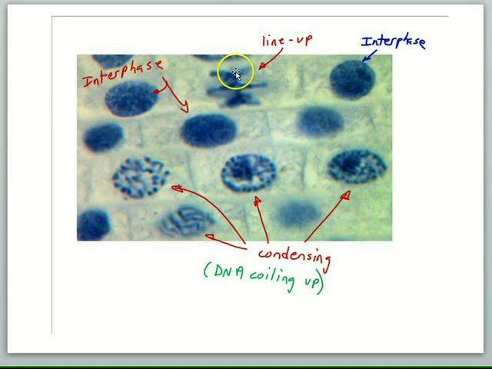Here we see a lineup cell, and we've got 3 cells here, maybe 4, in some stage of the first stage of mitosis, condensing. The chromosomes are kind of coiling up, what we call condensing. And so the stain takes on the shape of these little squiggles. Those are the chromosomes becoming visible.